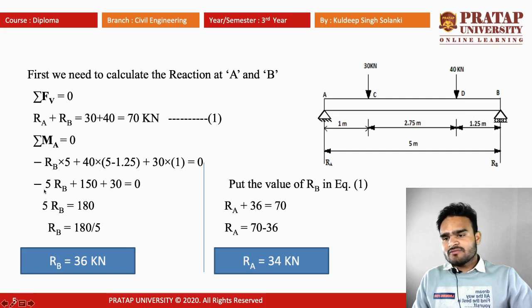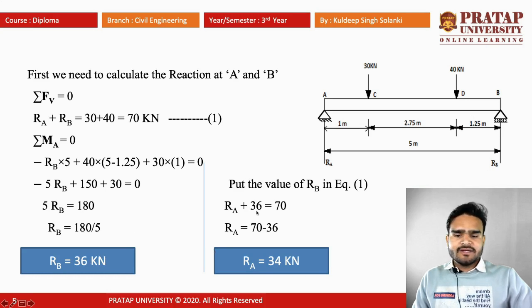5 RB, transfer this to this side, and 180 after solving all these terms, and we get the value of RB equal to 36 kilonewton. This is our reaction at B. RB is equal to 36 kilonewton.